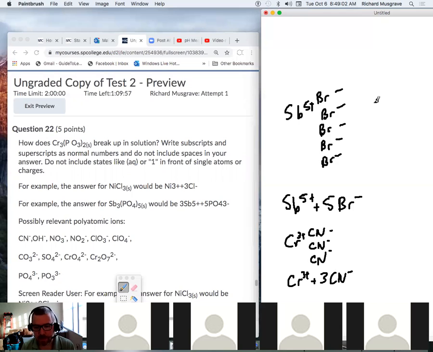Next one, we got Cr, and then PO3, and then PO3. We know that PO3 has a negative three charge. That means that each of these would have to be 2+. So the answer would be 3 Cr2+ plus 2 PO3 3-.